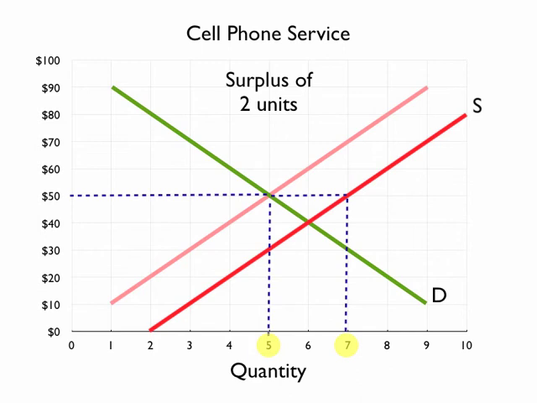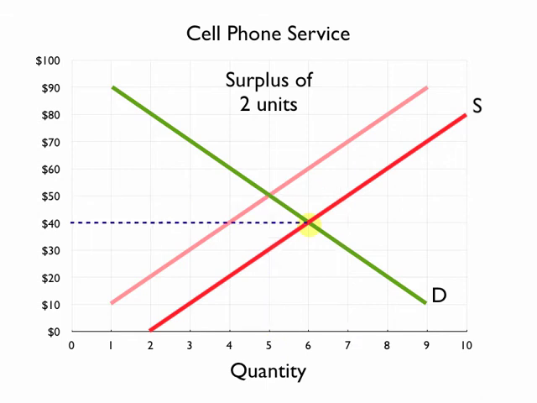7 units would be available, but only 5 customers would be willing to pay the $50 price. How would the market move back into the new equilibrium? Well, we note that the new equilibrium is at this point. So in order to eliminate that surplus, there would be downward pressure on price. That price would have to move down to $40.